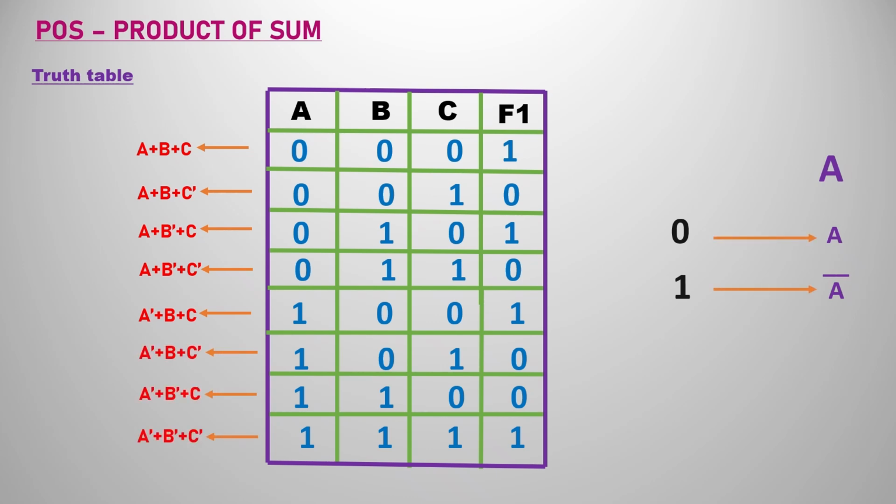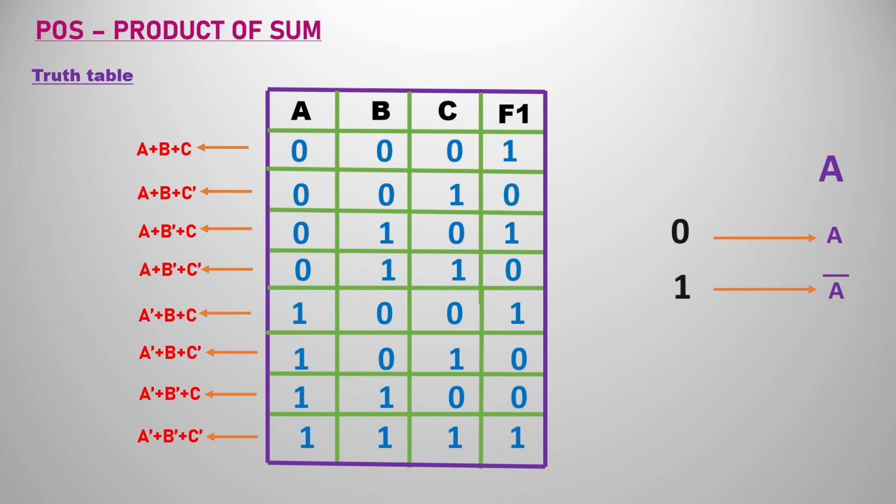I hope you understood the SOP formats. So let's start with POS, product of sums. Let's see the truth table of the POS. Before seeing the truth table, let us understand that it is completely opposite of SOP. If you see a variable A, a 0 has to be represented as A only, and a 1 has to be represented as A bar. That is simply the reverse representation of SOP.